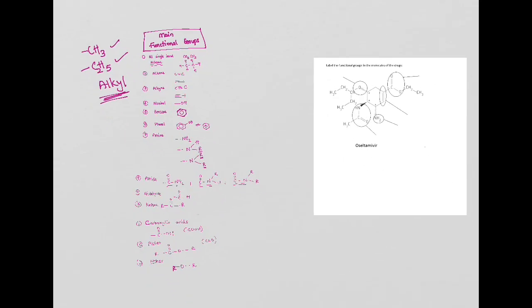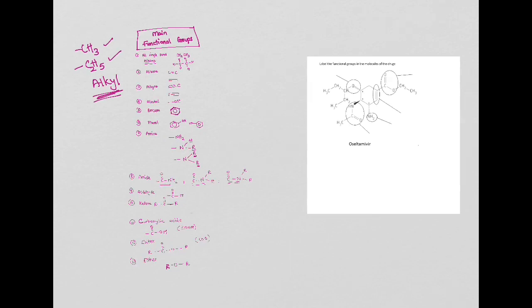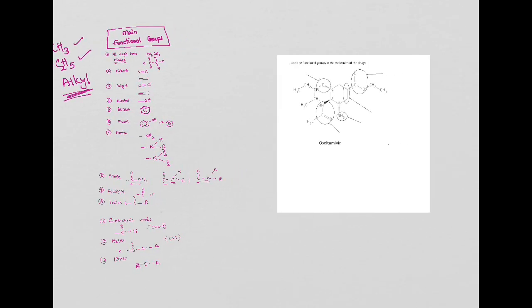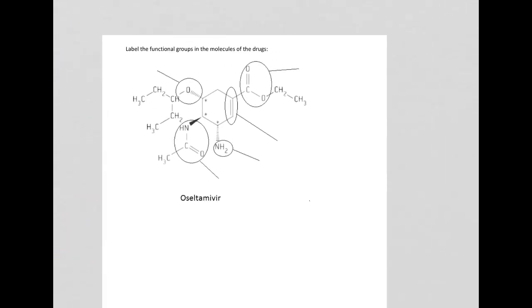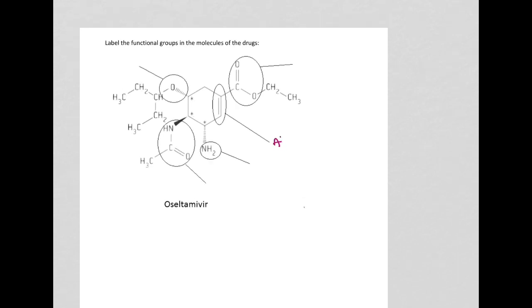So you will see these main functional groups in organic chemistry. This is just a recap of all of this. If we use these main functional groups, we can try to identify a few of these here. So double bond, this is alkene.